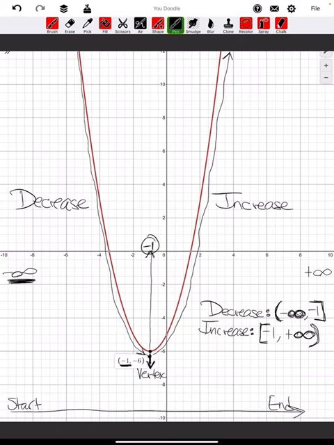For quadratics, guys, there will only be one increase and one decrease. Now, once you have a decrease, the next part of it has got to be increase. And then in the next example, it'll be a little flip-flopped or a little rearranged.